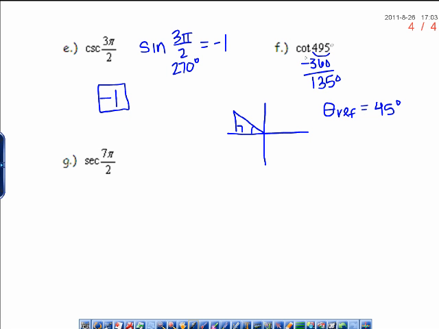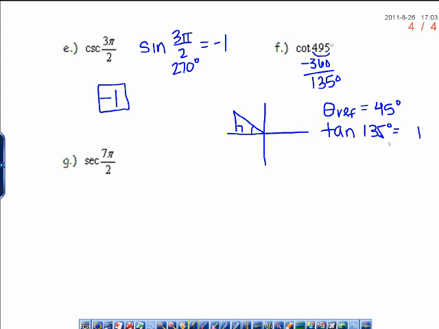And so, since it's cotangent, like the last one was cosecant, I need to first figure out what tangent is. And you can be thinking of either 495 or its coterminal angle 135. I'm going to go ahead and write 135 here, because it's a little bit easier to think about. So what is tangent of 135? It's the same as tangent of 45, which is 1.